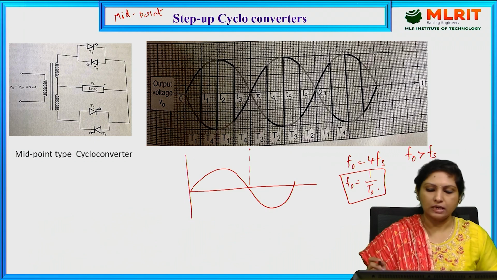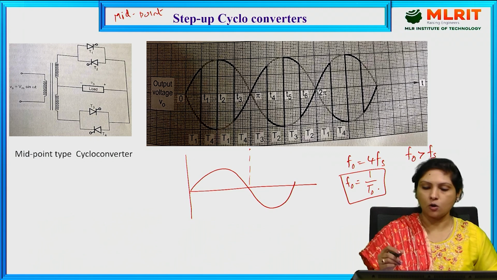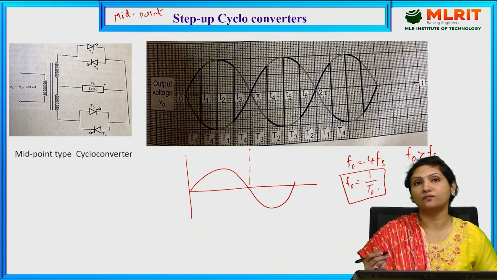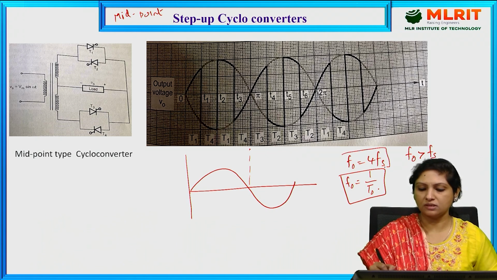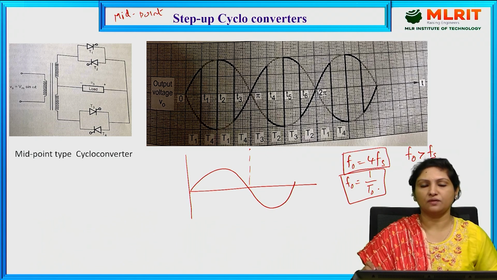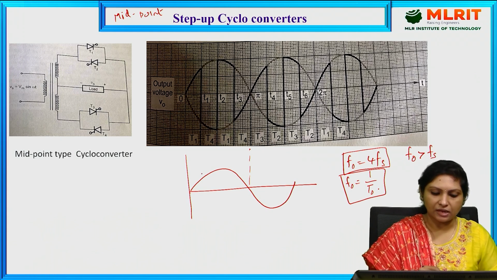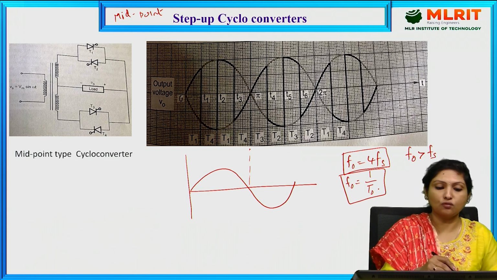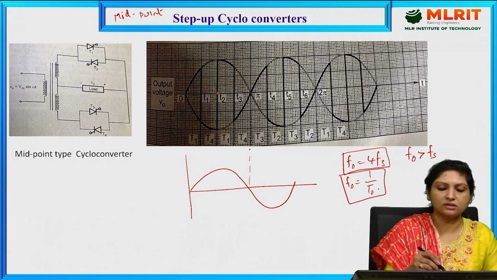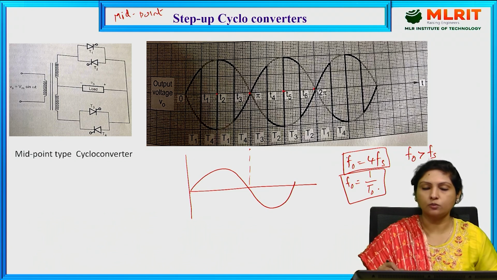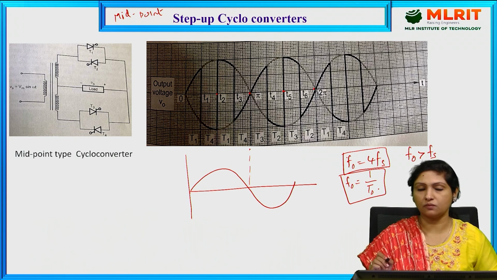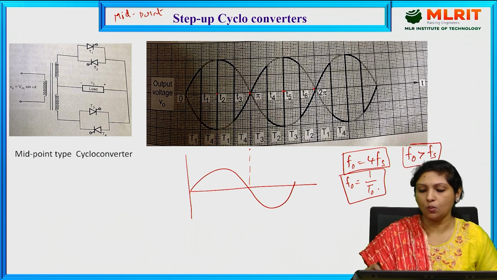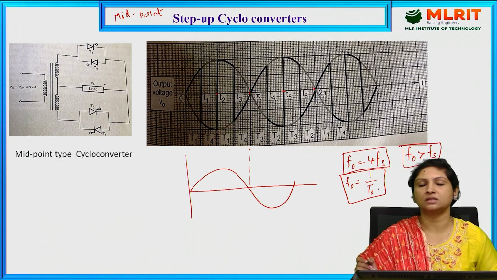And if you see here, output frequency is equal to 4 times that of the supply frequency. That means for one cycle of input voltage, we are getting 4 cycles of output voltage. This is one cycle, this is one cycle, this is one cycle, and this is one cycle. That is, output frequency is greater when compared to the supply frequency. So we call it a step-up cycloconverter.